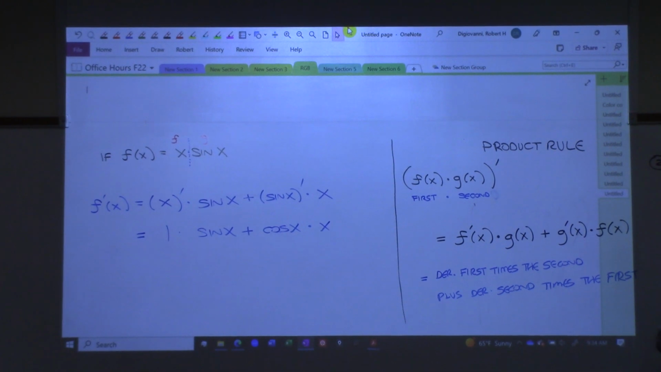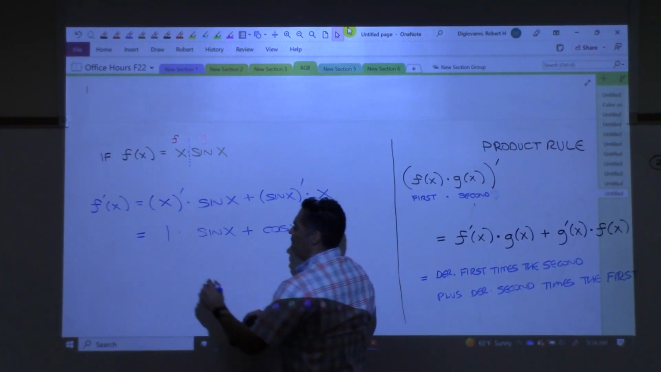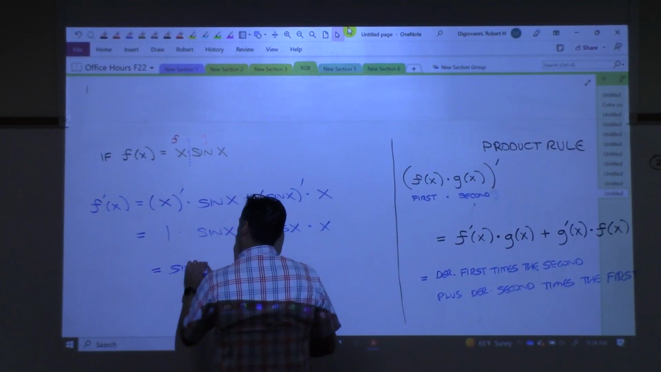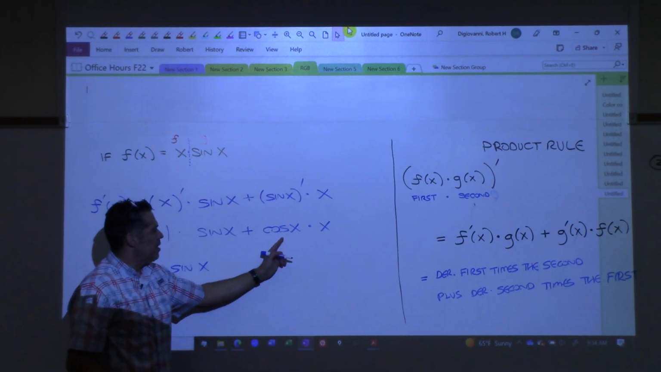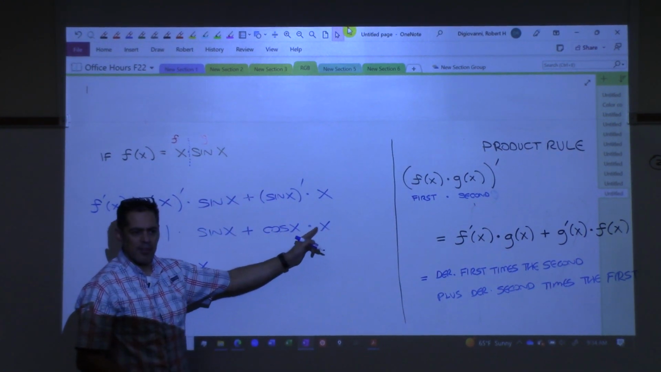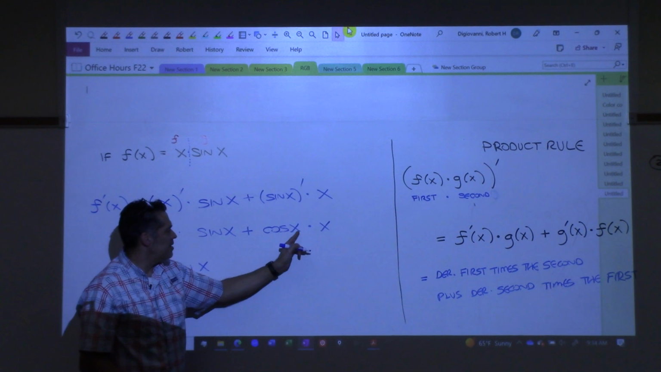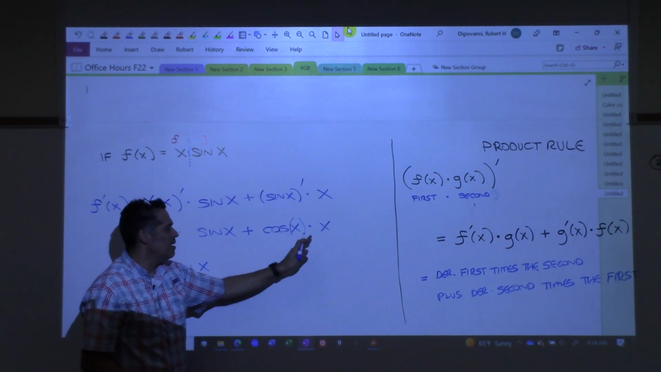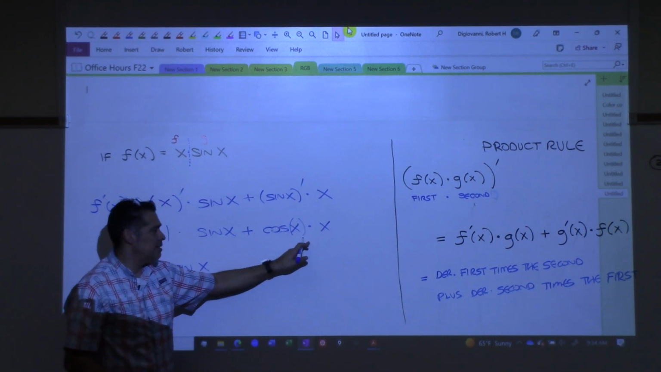Okay? Now 1 times sine is just sine. And then over here, can you multiply these x's together and become x squared? No. This x is trapped inside this cosine, right? So that x, you cannot just push it next to this one.